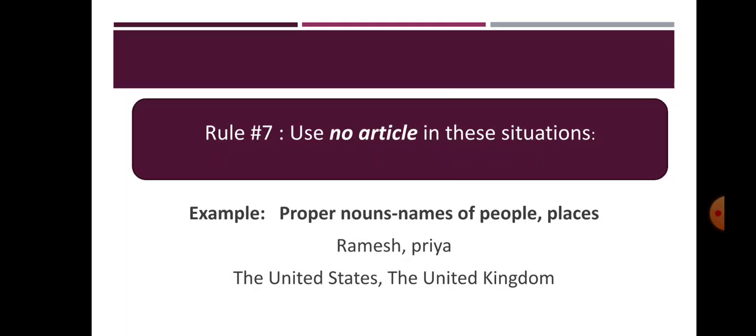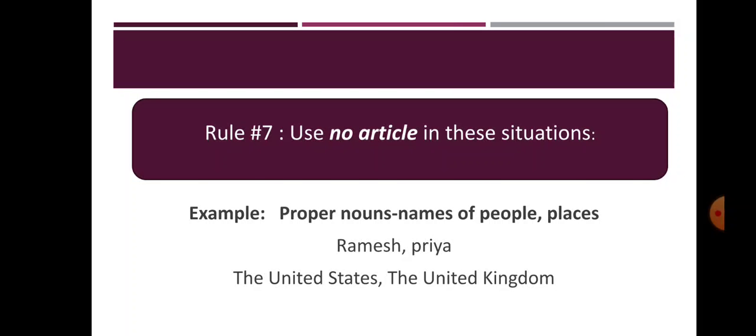However, some places have the as part of their names, such as the United States, the United Kingdom, the Himalayas, and so on. With these words, you must use the. It is mandatory that you use the. We also usually use no article with names of games and languages. So children, I hope you have understood all the 7 rules about how to use the articles properly.